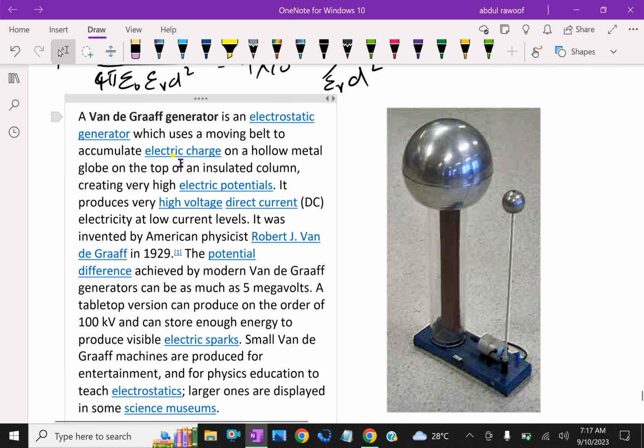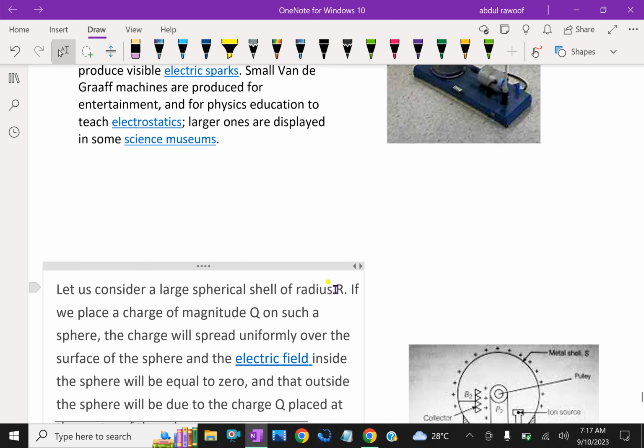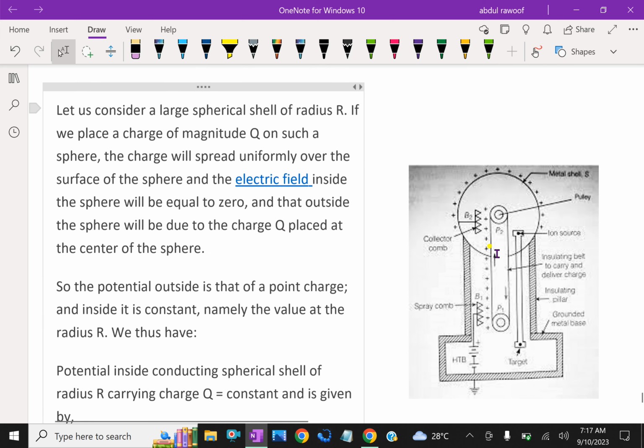Suppose while a Van de Graaff generator is charged, you touch the body of it; your hair will straighten and go upward. We can feel that charge is produced in the Van de Graaff generator, and that charge goes to your body, so your hair stands upright. It's very interesting, and these are placed in different science museums. For further details, we can explain this.